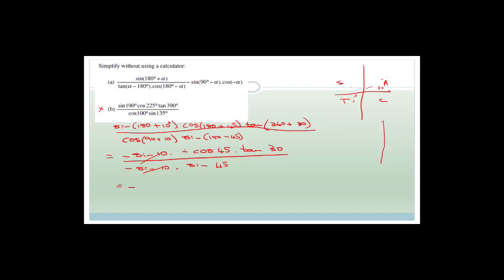Now we need our special triangles. That's 1, 1, root 2, and that's 45. And then we need the special triangle with 60, 30, 2, 1, root 3. So sine of 45 is opposite over hypotenuse, which is 1 over root 2. Cos of 45 is adjacent over hypotenuse, which is 1 over root 2. So they effectively cancel each other out. So we're left with minus tan 30. Tan of 30 is opposite over adjacent. So therefore, it's negative 1 over root 3. And there you go, we're done.